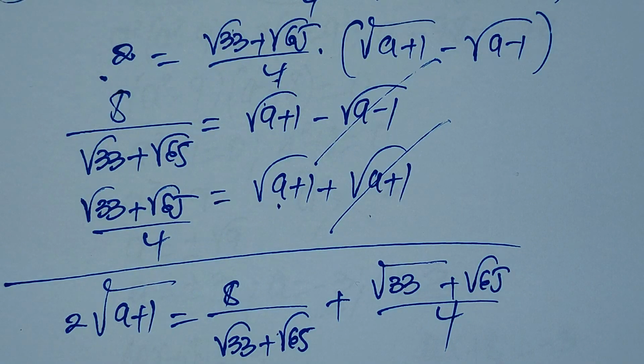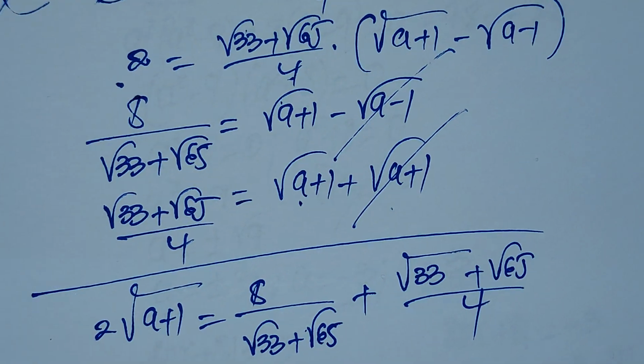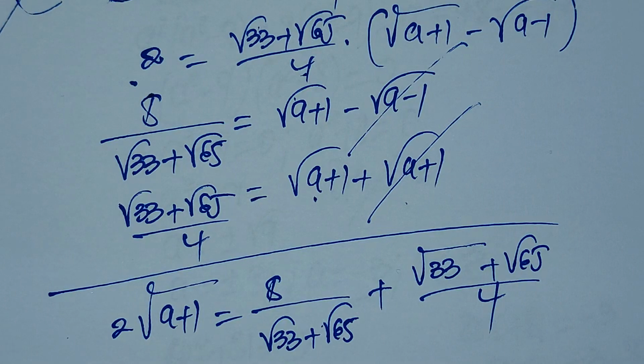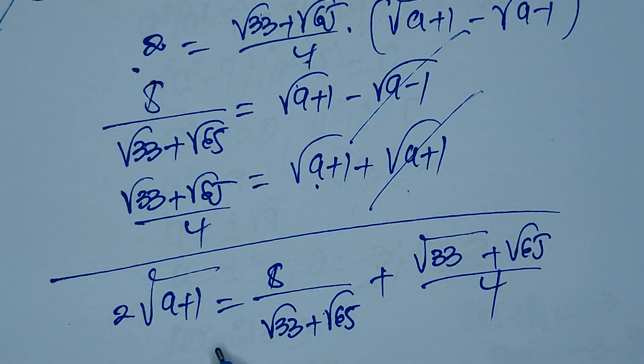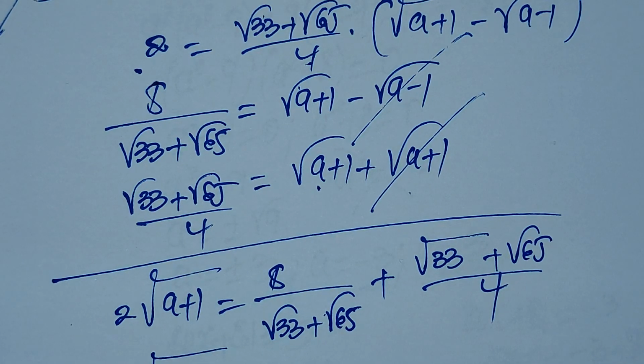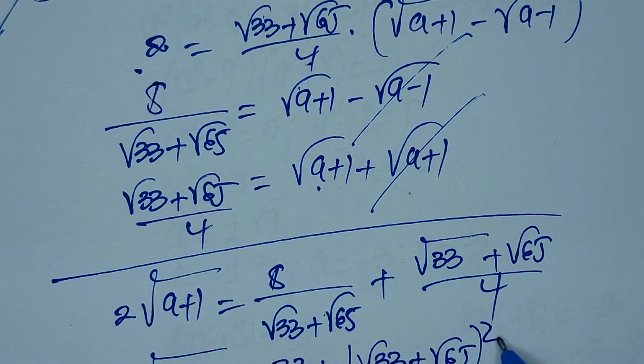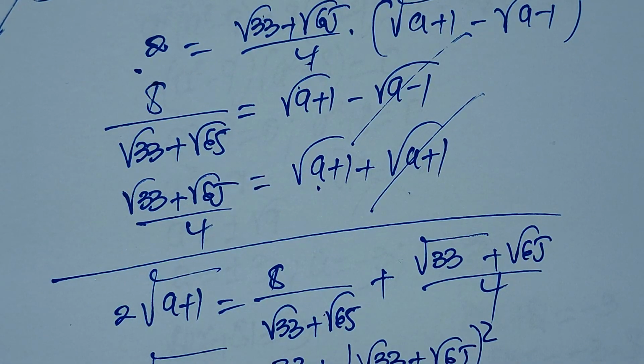Okay guys, now what we're going to have from here is 2 square root of a plus 1, and then multiply this by this and this by this. I'm going to have 4 times 8 is 32 plus this times this, which is d squared, so this is 65, divided by the product of this 4, which multiplies square root of 33 plus square root of 65.